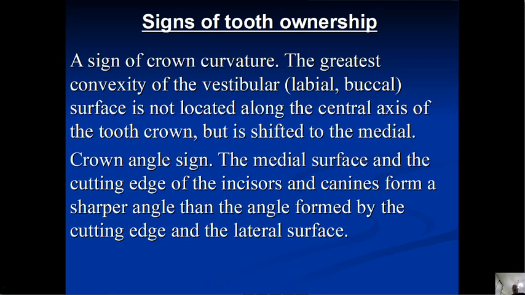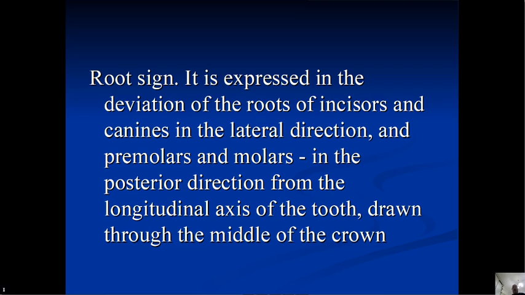And the second one, crown angle sign. The medial surface and the cutting edge of the incisors and canines form a sharper angle than the angle formed by the cutting edge and the lateral surface. I have shown it to you. And the root sign. Root sign is expressed in the deviation of the roots of incisors and canines in the lateral direction, and premolars and molars in the posterior direction from the longitudinal axis of the tooth, drawn through the middle of the crown.